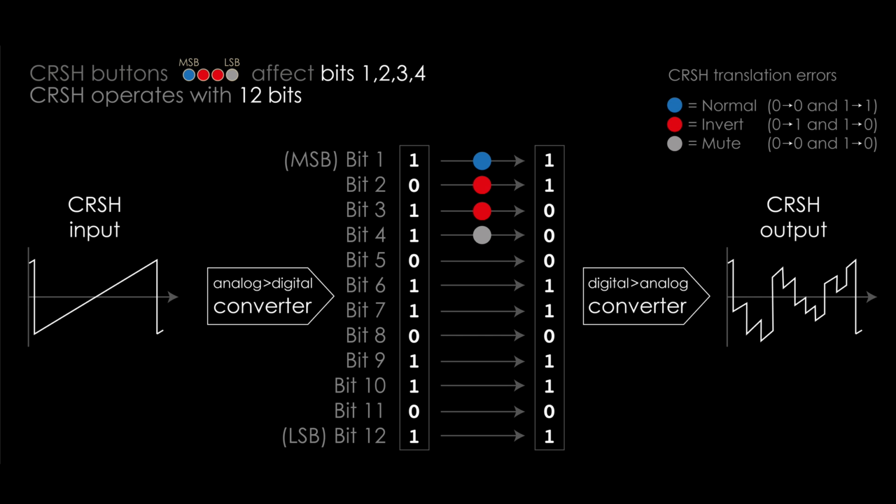A red button inverts the bit by translating a 0 into a 1 and a 1 into a 0. A dark button will always translate the bit to 0 even if it is originally a 1. A blue button means that the bit is translated normally and not changed at all. You will notice that bit 1, the most significant bit, or short MSB, has the greatest influence on the sound, while the further we move to the least significant bit, LSB, the less the signal is affected.